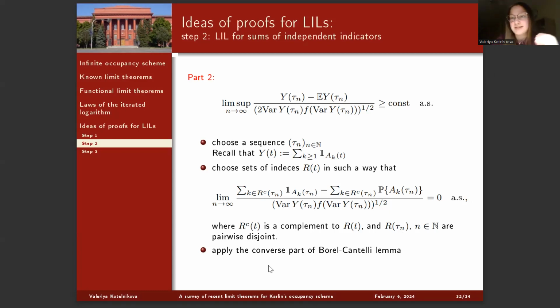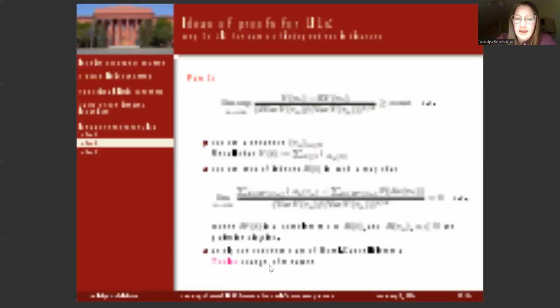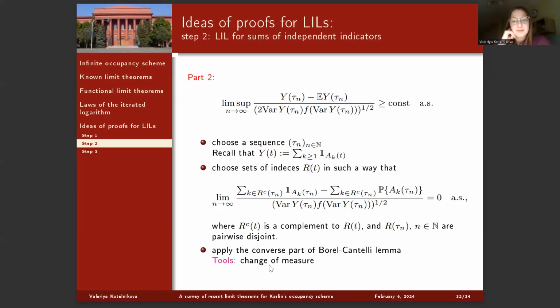And since they are pairwise disjoint, we are able to apply the converse part of the Borel-Cantelli lemma, in the version where events are independent. And the most convenient tool which we have found for ourselves there is change of measure. And I promised to tell you why we have this additional assumption. When alpha was 1 and j was 1, it was stated in terms of this function L hat. Without this additional assumption, we weren't able to show that those sets R of tau n were pairwise disjoint.